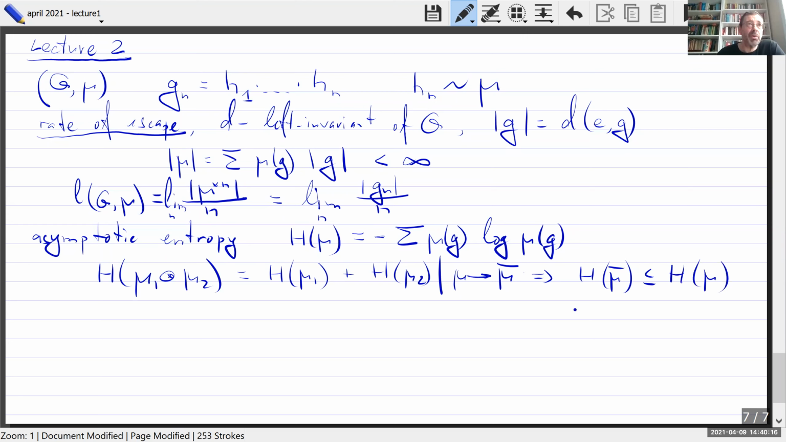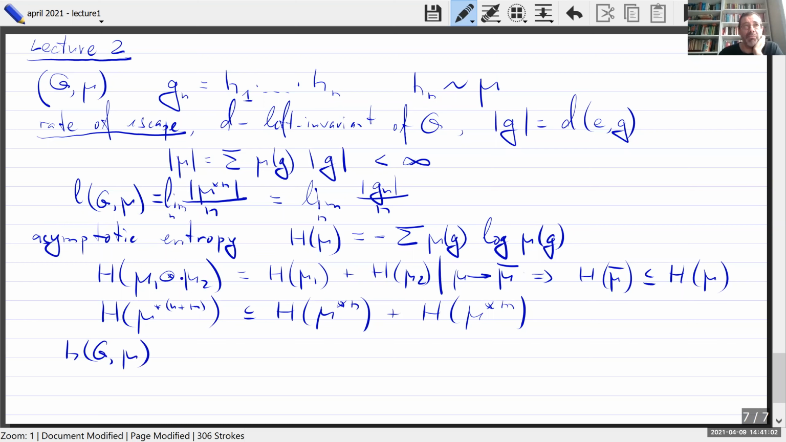Okay, and now these two properties imply that if we look at the sequence of the entropies of n-fold convolutions, then this sequence is subadditive. And therefore, in precisely the same way as I did with the rate of escape, now I can define the asymptotic entropy as the linear rate of growth of the entropies of n-fold convolutions.